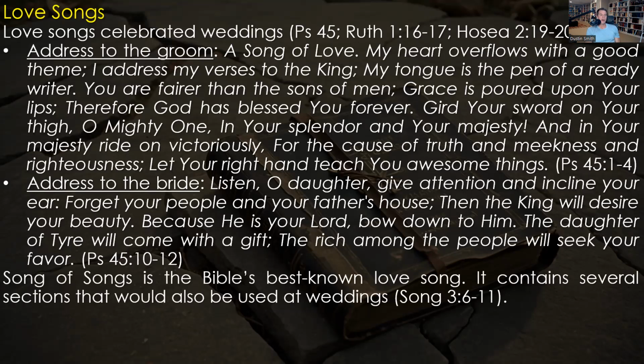Okay. We already mentioned this a little bit, but the Song of Songs is actually the Bible's best known love song. It's very rarely read, but I would say out of the love songs, Song of Songs is an entire book that's dedicated to it. It actually contains several different sections that would also be used at weddings, particularly, for example, Song of Solomon 3, verses 6 through 11.